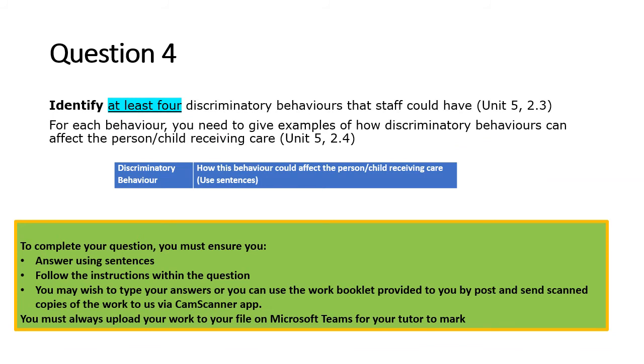So you now need to answer question 4 and identify at least 4 discriminatory behaviours that staff could have. For each behaviour, you need to give examples of how the discriminatory behaviours can affect the person or the child receiving the care. The discriminatory behaviours are on the left-hand side, and how the behaviour could affect the person is on the right-hand side, and you need to write a sentence to explain that.